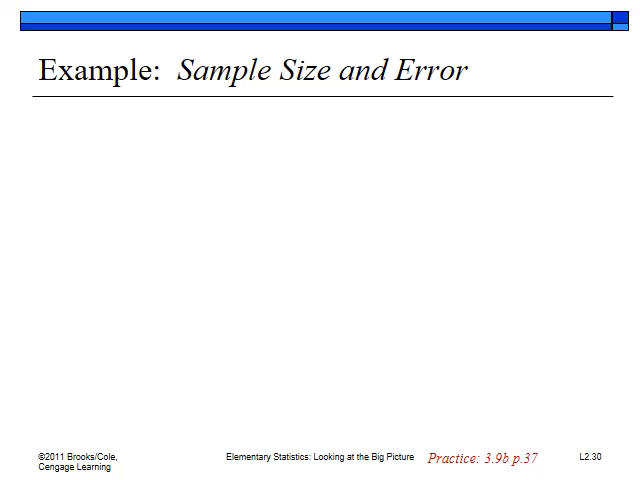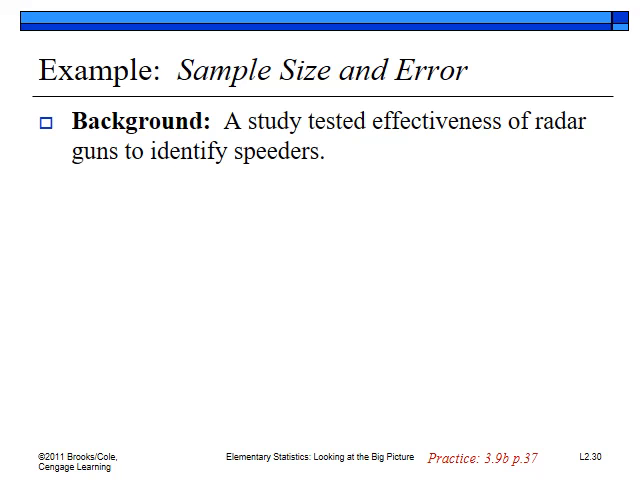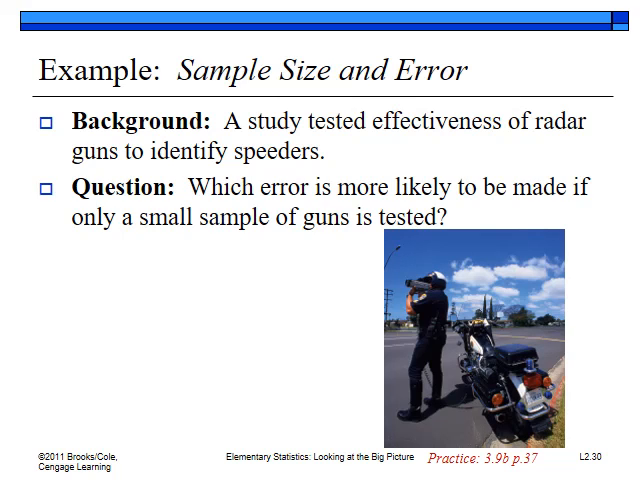Let's talk about how sample size can affect these types of errors. In the same situation where we're looking at radar guns, which error would be more likely to be made if the researchers only look at a small sample of guns? Well, remember, we're looking at the possibility of a false negative and a false positive. A false negative would be concluding that the guns in general don't work when they really do. A false positive would be concluding that the guns do work when, in fact, they really don't. Which of these is more likely in this situation?